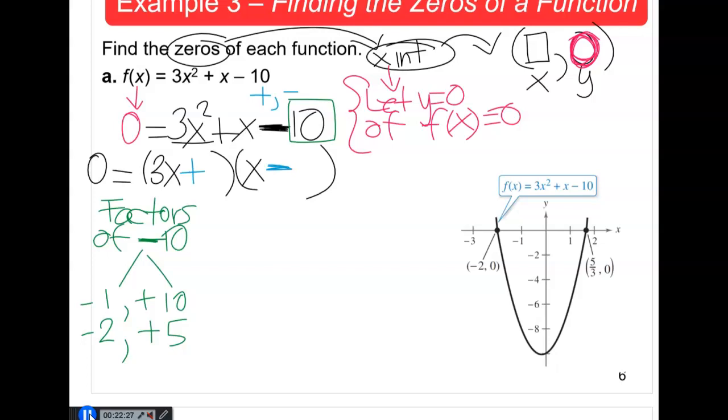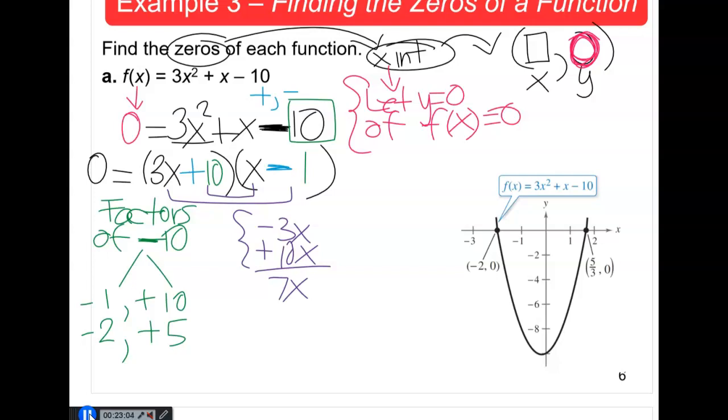Let's try 10 here and negative 1. How do we check if it works? Well, we have to multiply 3x times negative 1, which is negative 3x. And then we have to multiply positive 10 times x, 10x. So if we combine like terms, we will get positive 7x. So that's definitely wrong. So what can I do now?